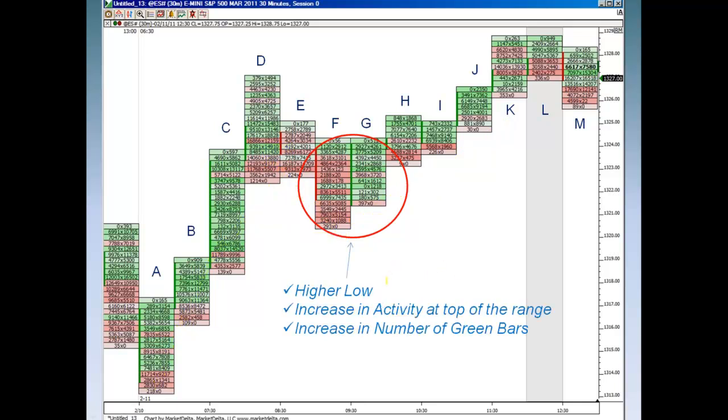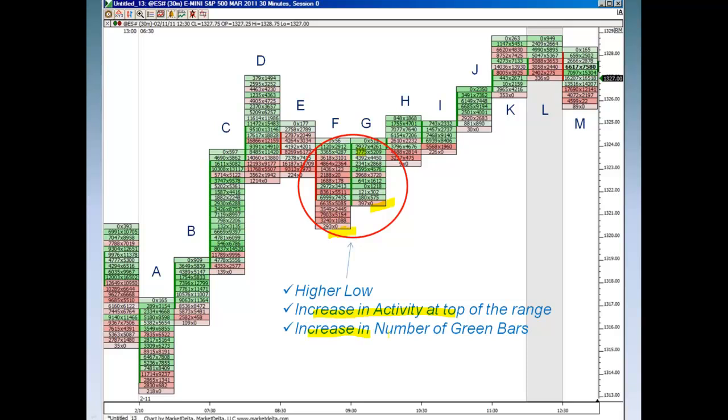Once again, let's cover the characteristics that tell us that another transition has in fact occurred. We see that we have a higher low. Take a look. This low is here. This low is higher. So now we're starting to move back in the direction of the market. Look at where the increased activity is in the bar. The increased activity, look at the numbers, they're starting to occur on the top of the range. Another indication we're heading up.